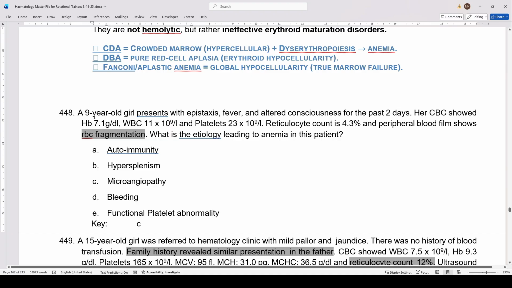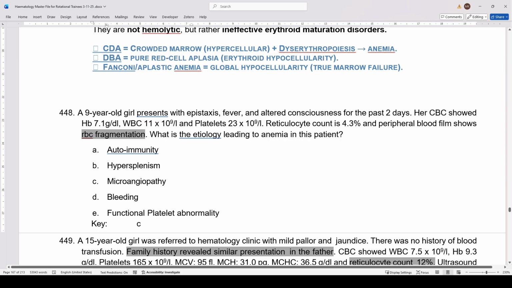Next is a 9 years old girl presenting with epistaxis, fever, and altered consciousness for the past 2 days. Her CBC showed hemoglobin of 7.1, WBC 11, platelets 23. So everything is low. It's a pancytopenia. Reticulocyte count is 4.3. It is raised. So there is some hemolysis. And peripheral smear shows red cell fragmentations.